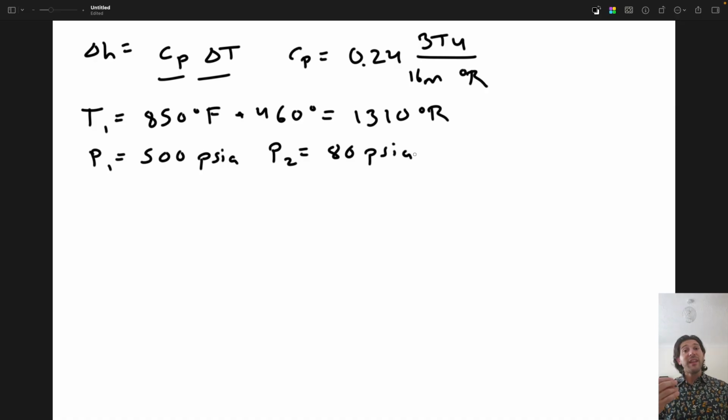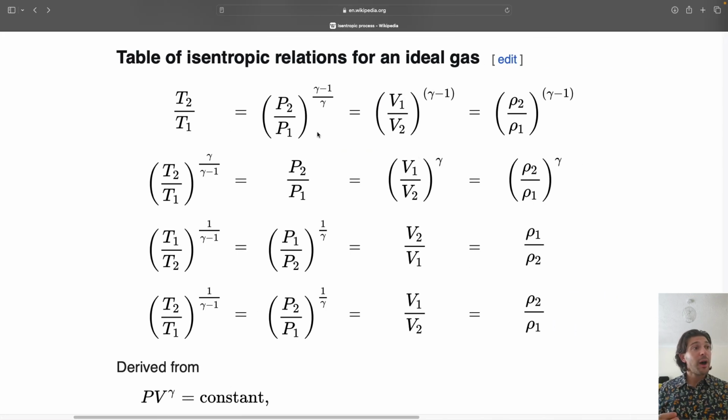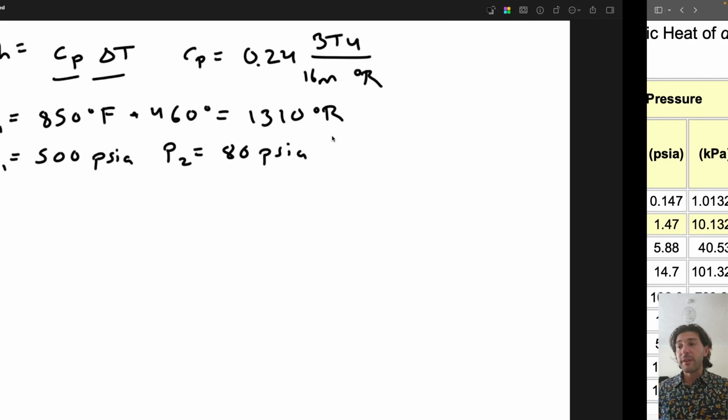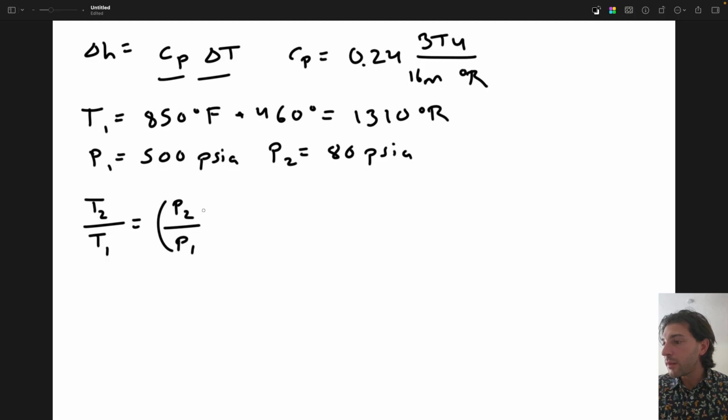If we make the assumption that air is an ideal gas, there are many equations that relate temperature, pressure, and volume in an isentropic process. An example of this can be found in this top left equation. Let's write that down. That's T2 divided by T1 is equal to P2 over P1 raised to the gamma minus 1 over gamma. We know our initial and final properties.